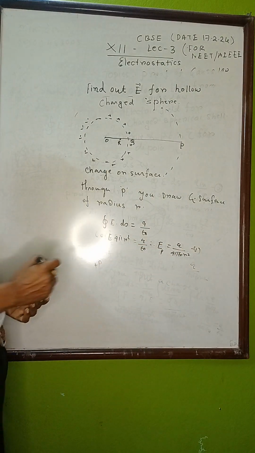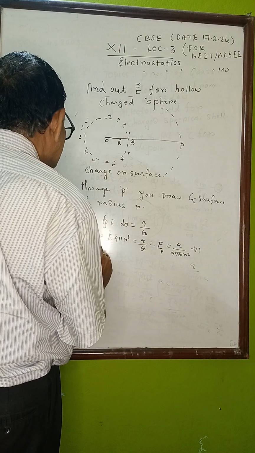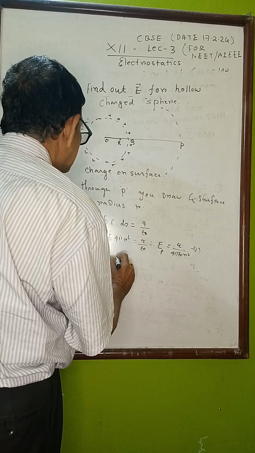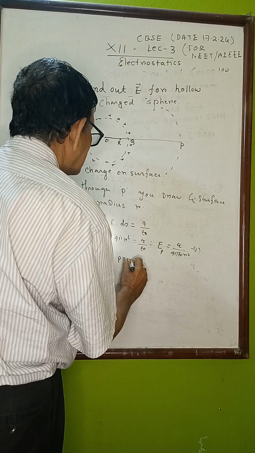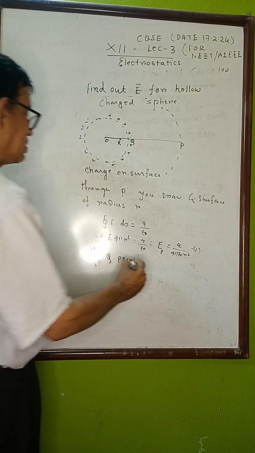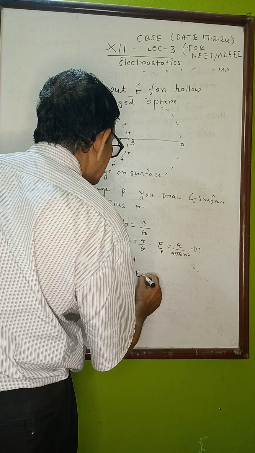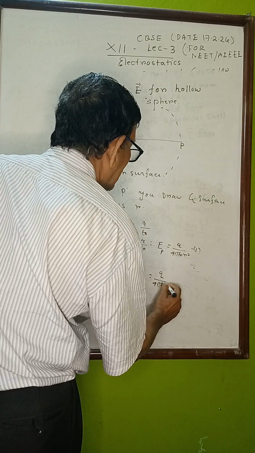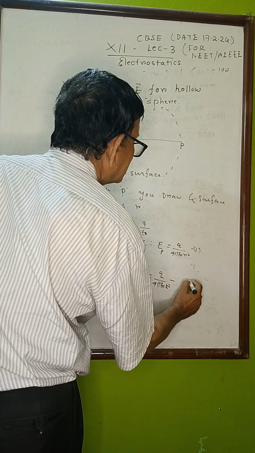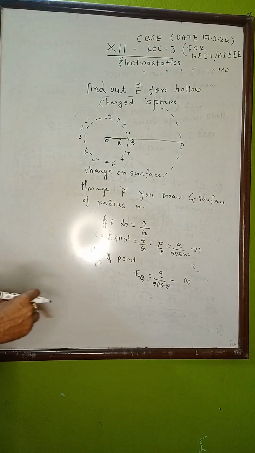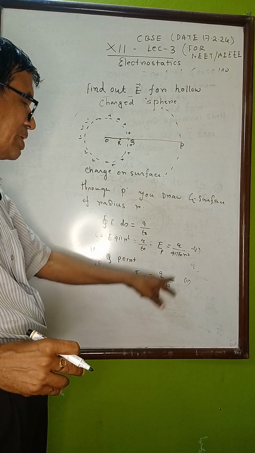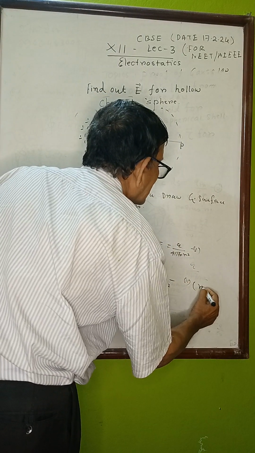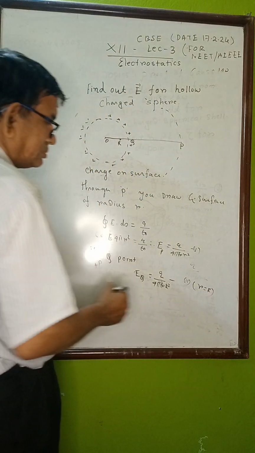Clear? Now if we consider the point Q, then this formula will be E_Q equals Q by 4 pi epsilon naught r square. At the surface, the electric field is given by Q by 4 pi epsilon r square, because in that case small r equals capital R. Clear?